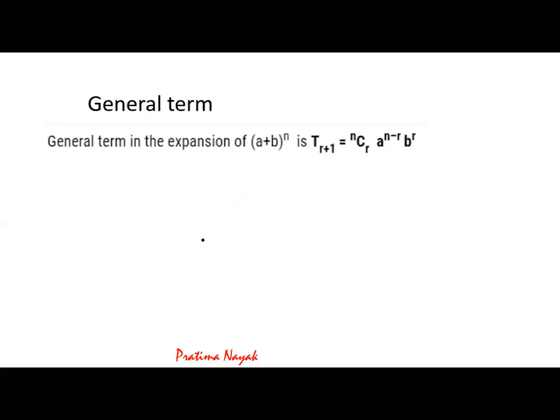Now coming to the general term. What is the general term in the expansion? It is T(r plus 1), the (r plus 1)th term, which is equal to nCr a^(n minus r) b to the power r. Let us write one expression so that you can understand better. If you have understood, then you can skip the video and move on.